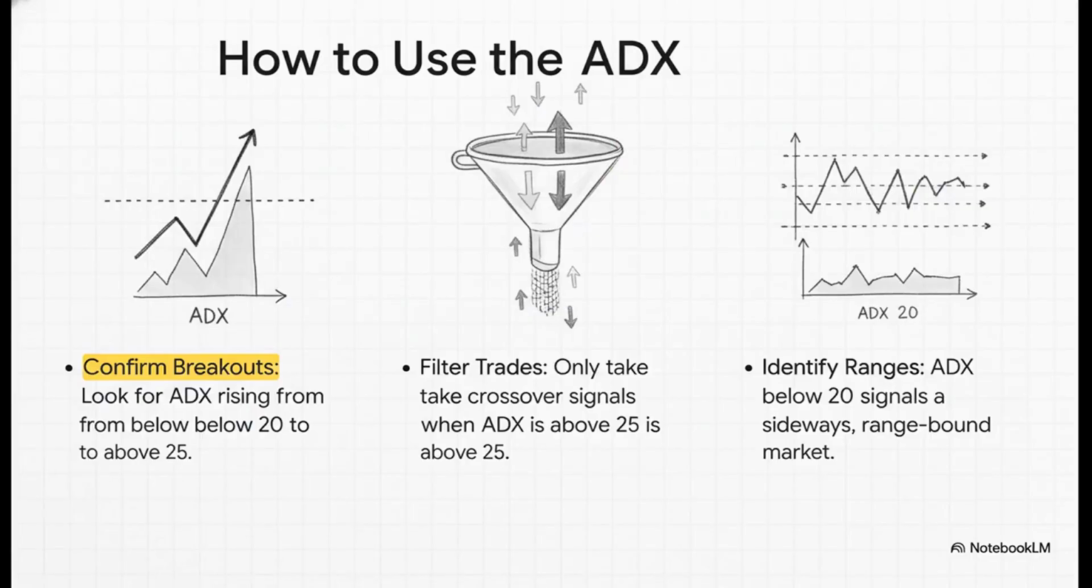So here are the three main ways you use it. First, to confirm breakouts. Price breaks a key level, and at the same time, the ADX spikes from below 20 to above 25. That is a high confidence signal. Second, use it as a filter. Only take those buy or sell signals from your DI crossovers if the ADX is above 25.